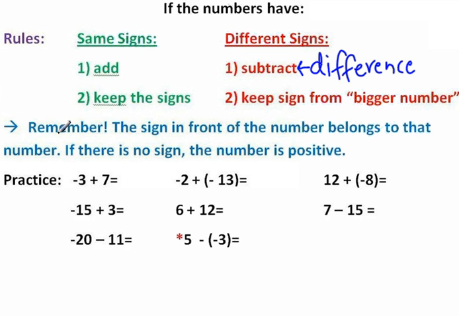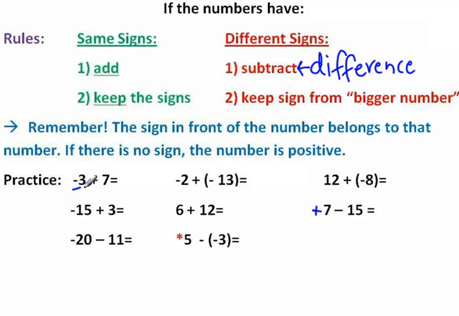Now, we need to remember that the sign in front of the number belongs to that number. This is a -3. This is a +7. This is a 7, and since there is no sign in front of it, I know that it's positive. This is a -15. This negative sign belongs to it. This is a -8. This is a -11 and a -20. So remember that the sign immediately in front of the number belongs to it. So let's go ahead and look at some of these problems.